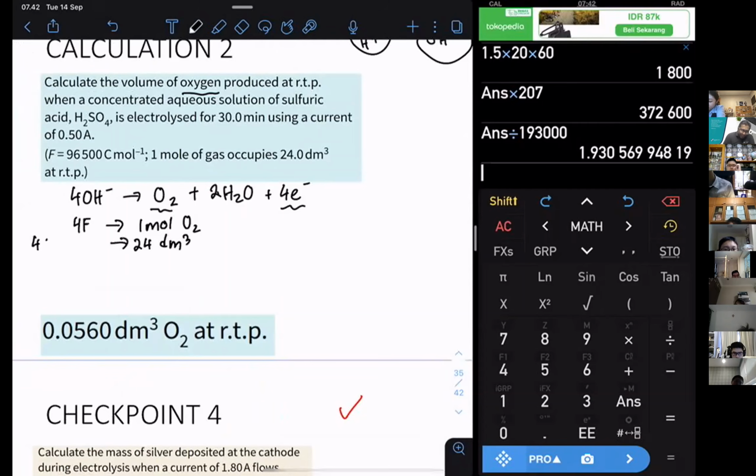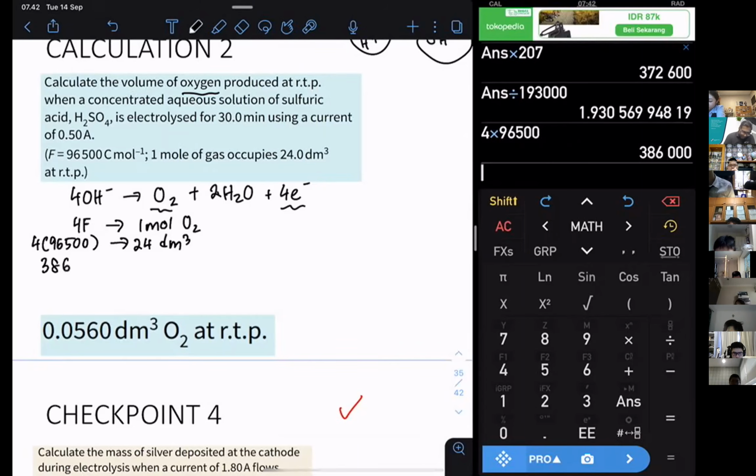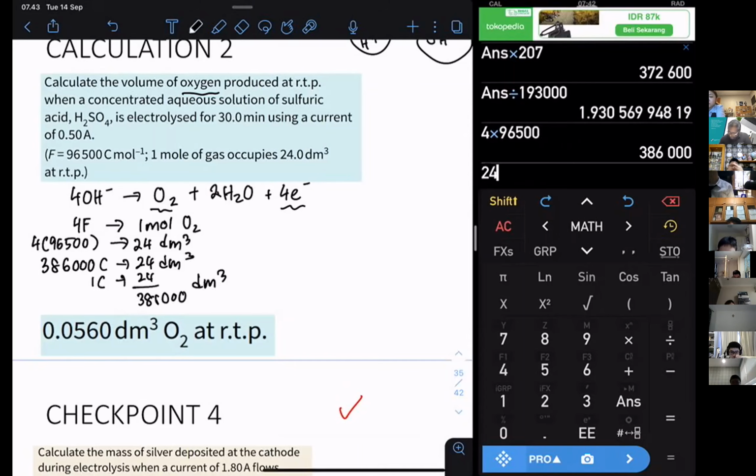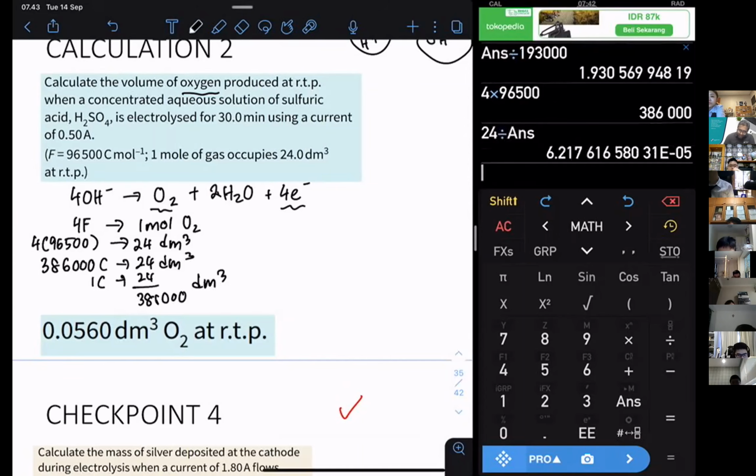1 Faraday, what is the charge? 96500. By the time you finish this chapter, you will see this quite often. So 4 times 96500 is going to be 386000 coulombs, 24 dm cube. I want for 1 coulomb, so 24 divided by 386000 dm cube. So I will get 6.218 times 10 negative 5 dm cube. This is going to be for 1 coulomb.